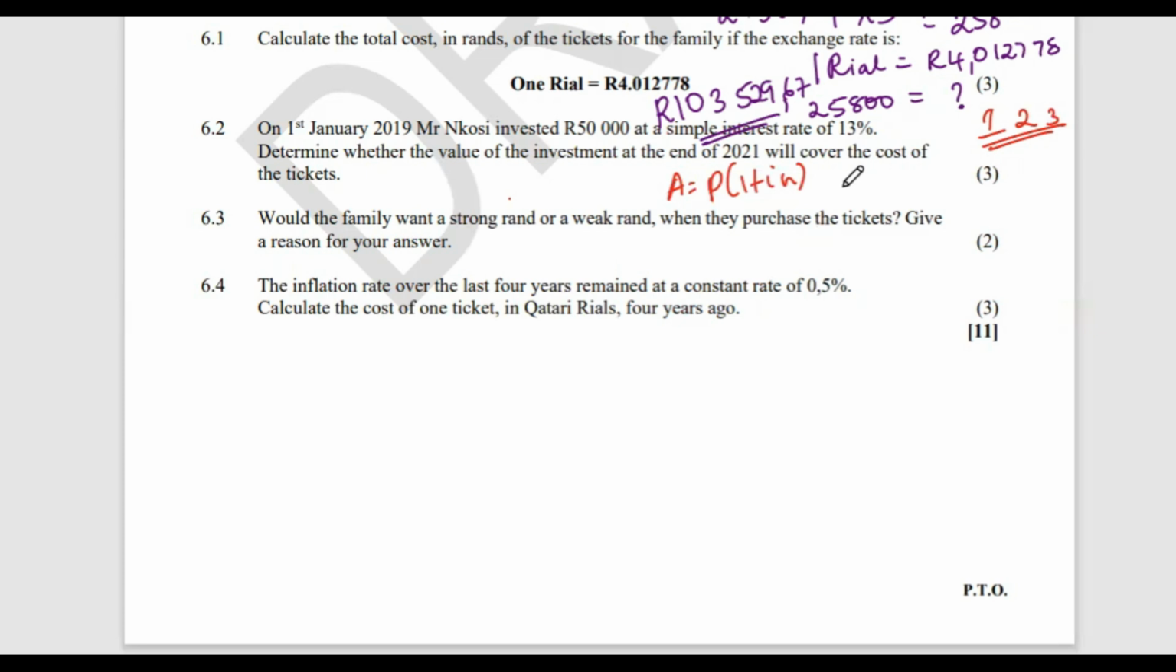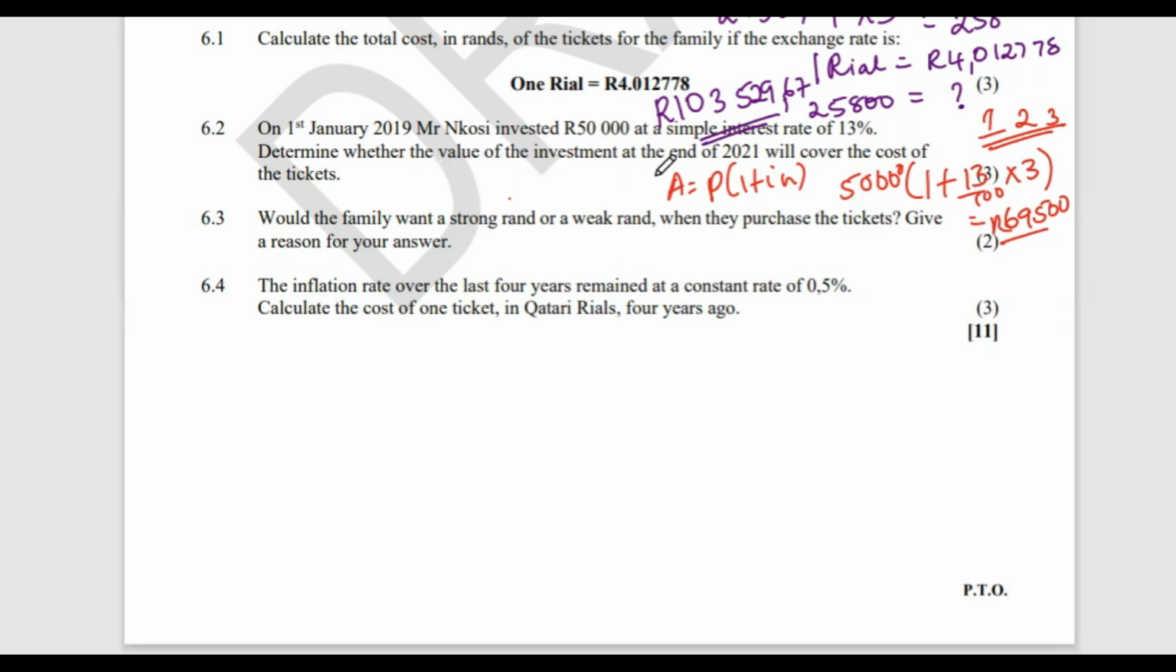What this becomes, our P is the 50,000 that was invested. 50,000, 4 zeros. 1 plus 13 over 100 multiplied by the 3 years. We get the answer, I'll say 50,000 into 1 plus 13% times 3. We get 69,500.